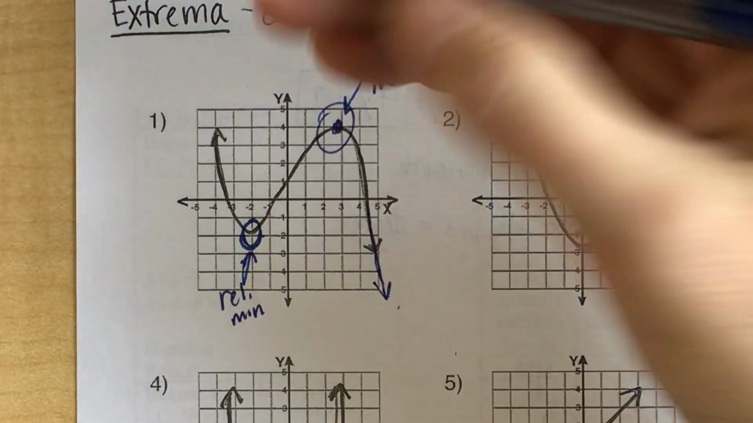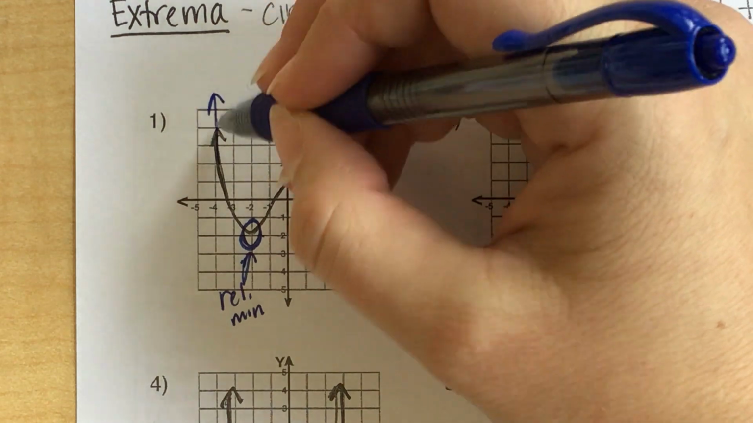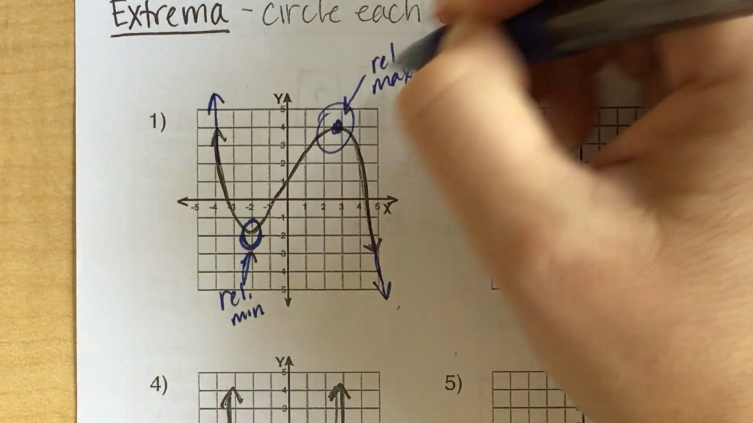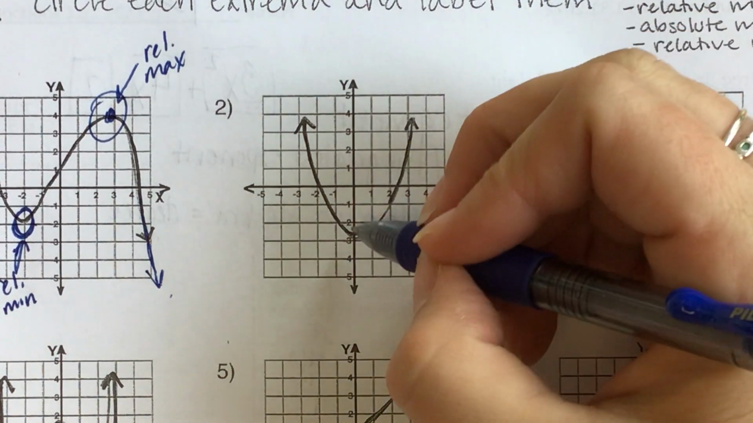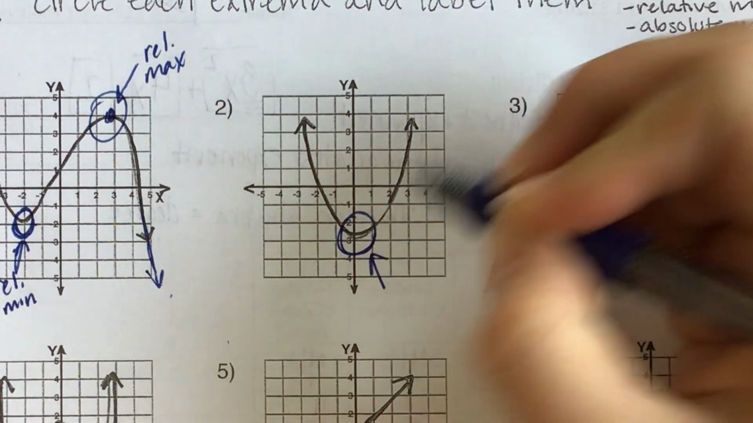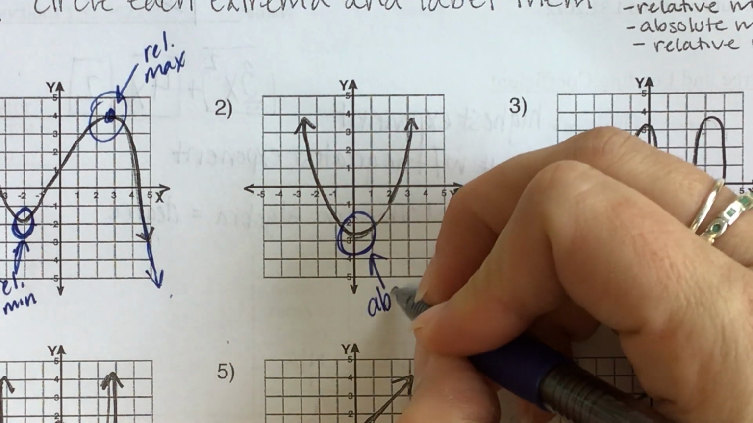Same thing here. This arrow right here tells us the graph keeps going up. So eventually this does get higher and higher than this point. So this is just a relative max. Here, this only has one turn, so we know it's here. And because it just has one turn, it never goes lower than that point. That's our absolute minimum.